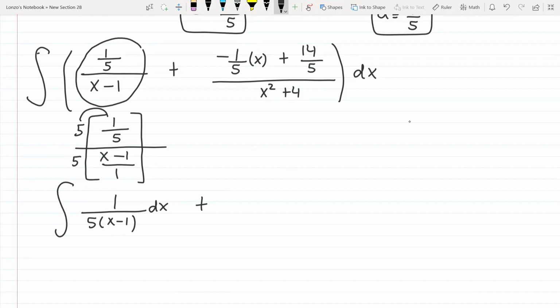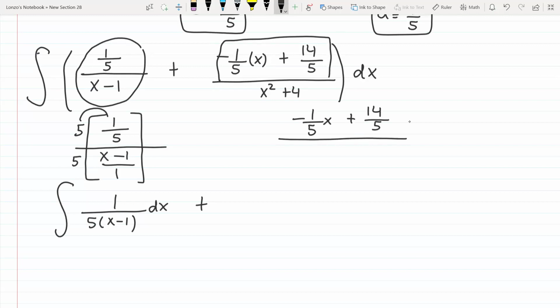Plus, now how are we going to do this? Okay, so we have a complex fraction, so let's fix the numerator. So negative 1/5 times x, that's really negative 1/5 x. And then you have 14 plus 14 fifths all over x squared plus 4.